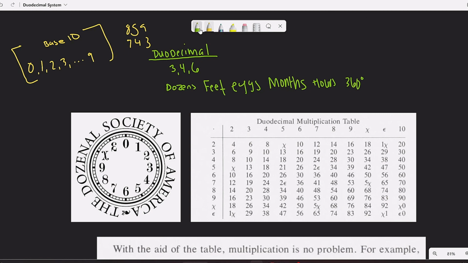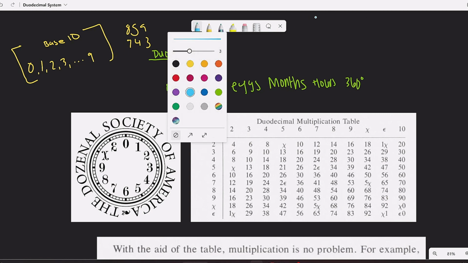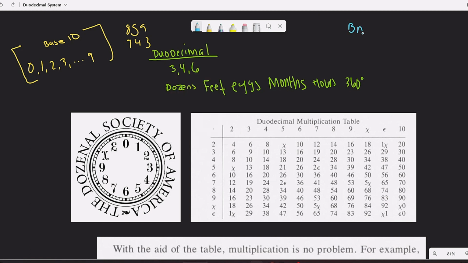With a base of 12, we have 2 additional digits to choose from. So we have 0, 1, 2, all the way to 9 like before. But now we have 2 more digits, and we use the Greek letter chi and the Greek letter epsilon. And there we have 2 more digits to choose from. The chi is pronounced "del," and the epsilon is pronounced "el."